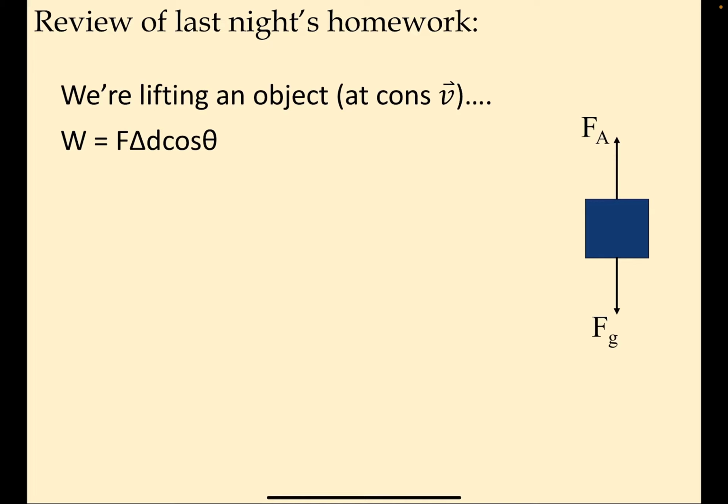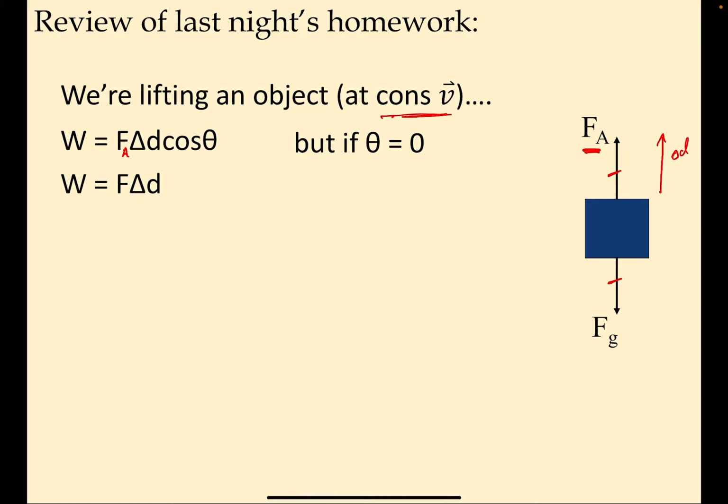If we're lifting an object, work is F_A d cos theta. Here we're not talking about the net work. We're talking about the work that I did on this object, lifting this box, let's say. If I'm lifting it at a constant speed or constant velocity, that means this force is actually equal to this force. So in this equation, what we're actually talking about is the applied force. How much work did I do on it?